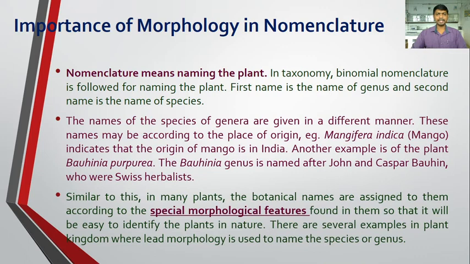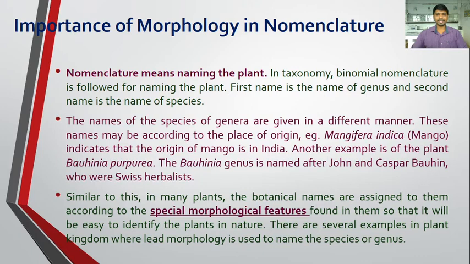Similar to this, in many plants the botanical names are assigned according to the special morphological features found in them, so that it will be easy to identify the plants in nature. The botanical names have been assigned to the plants with the help of special morphological characters found in that plant. There are several examples in the plant kingdom where morphology is used to name the species or genus. So here we are describing the importance of morphology in nomenclature.